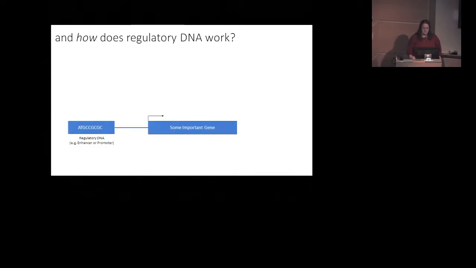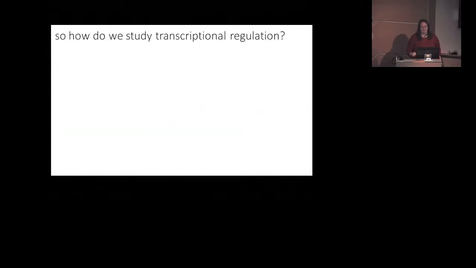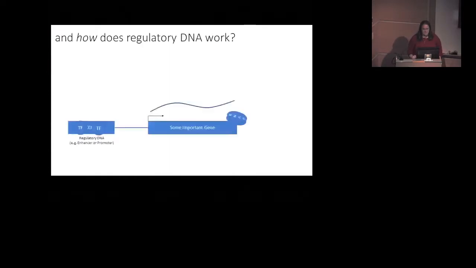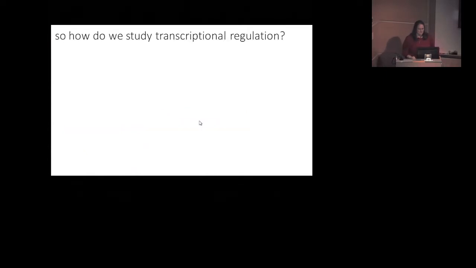The way that this is usually described is some particular regulatory element has associated with it transcription factor binding sites. Transcription factors, they come down, they bind to these enhancers and promoters, and in so doing stimulate the production of RNA polymerase through the gene, giving rise to RNA. So how do we study this process? Generally speaking, we study this process by focusing on either those transcription factors or focusing on RNA polymerase itself.